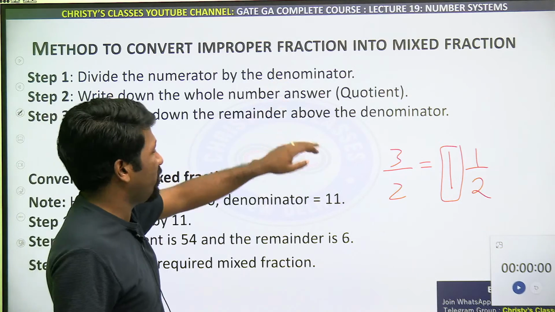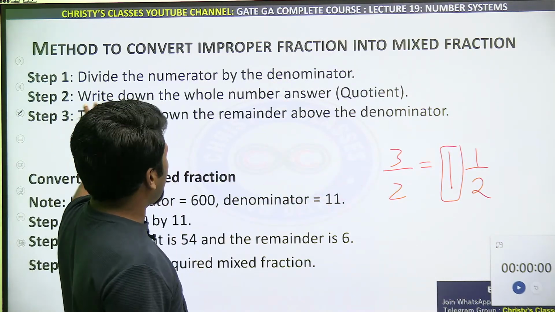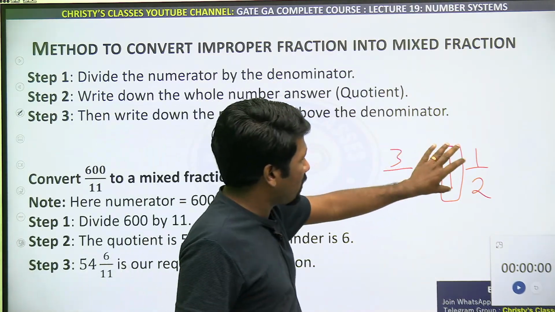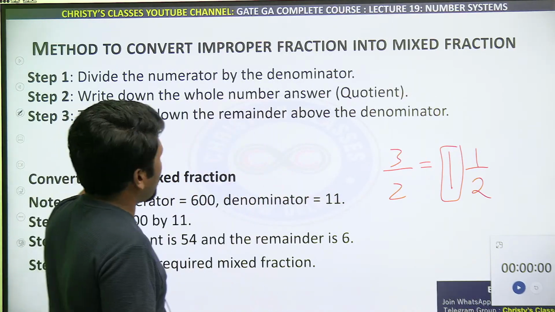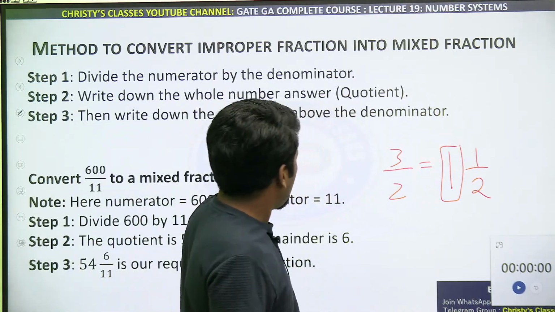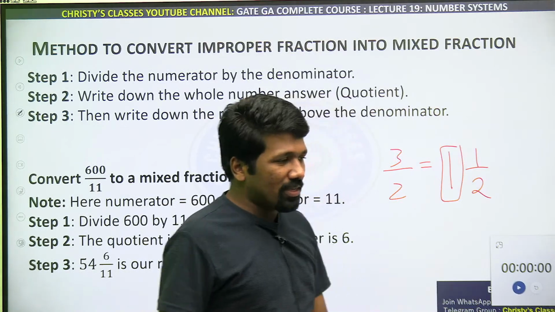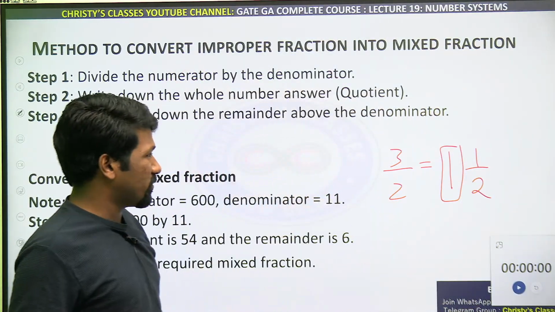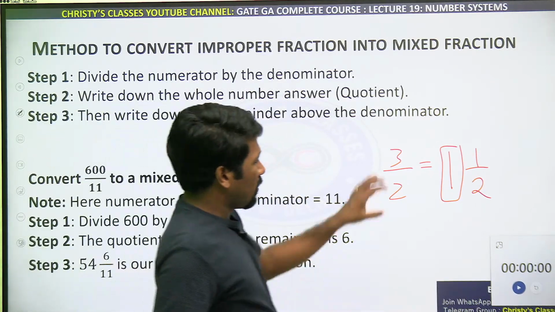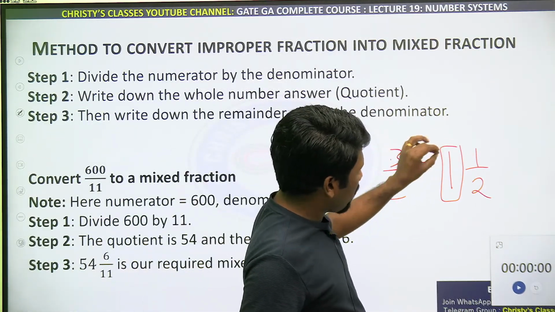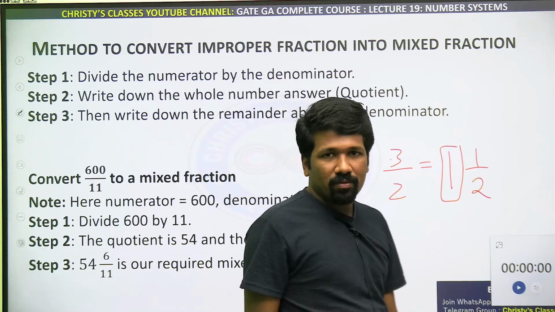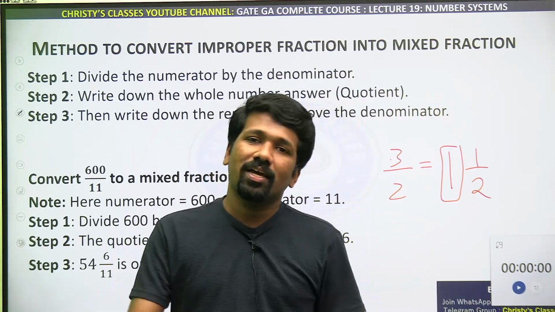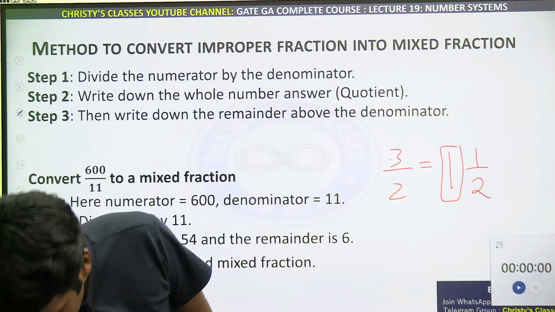Divide numerator by denominator, 3 by 2. Write down the whole number answer. The whole number answer is 1, the quotient you write. Then write down the remainder 1 above the denominator, 1 by 2. As a process that is fine, but if you understand it logically, you don't have to follow this process. So 3 by 2 means there is one 2 in 3, and after that half is left. 1.5 2s are there in 3. That is the meaning.